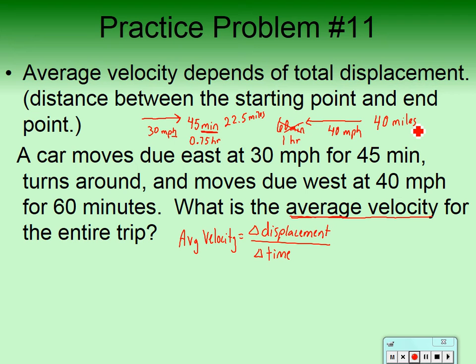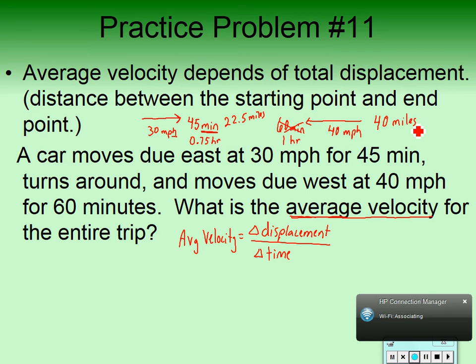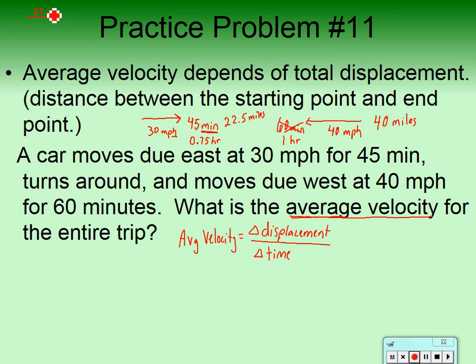Okay, so let me draw the vectors for this. Let me do it up here on the top. When he went due east, he moved 22.5 miles. So 22.5. Then he turned around and went 40 miles due west. Okay? So if we're going to come up with a change in displacement, I need to know where his final displacement was. We're going to figure that out with vector addition here.